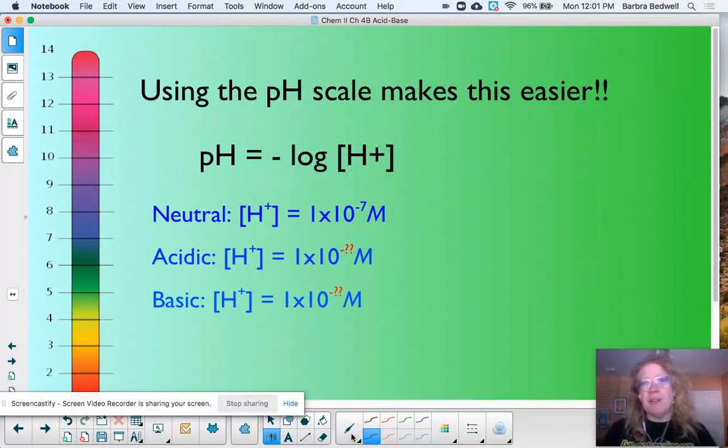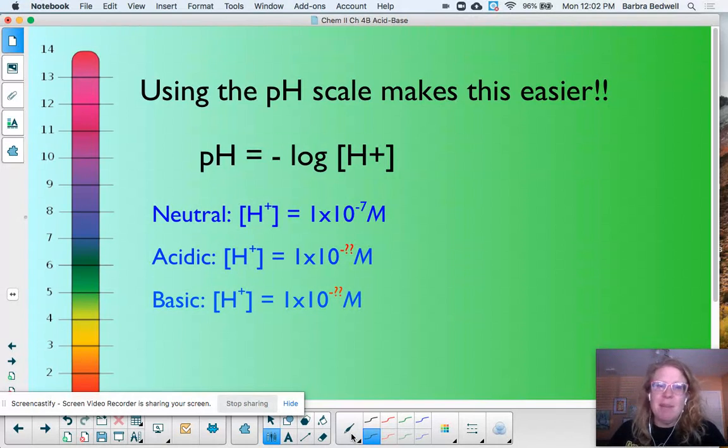So what does this mean for us? Well, here's how we make it easier. Rather than dealing with all these little teeny tiny numbers, we're going to use the log button on your calculator. And it's actually the one that says log. There it is right there. You've got several different ways to do that, but there's always a button that says log.